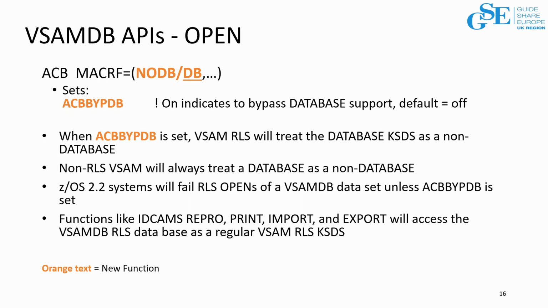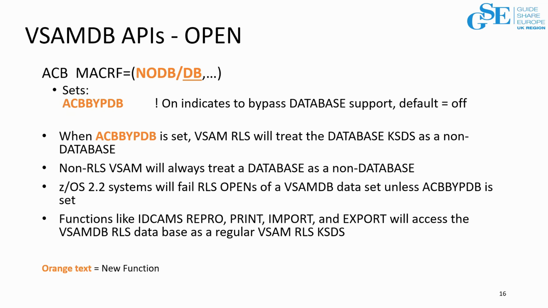And we're going to set an indicator that says, if this is on, we're going to bypass the database support, and it is going to look like a non-database VSAM data set. So it would look just like a KSDS in a non-database. We ship this code on 2.3 and above. So the only kind of toleration support that we needed was that we're going to fail RLS opens for databases on a 2.2 system if this bit is not set in the ACB.